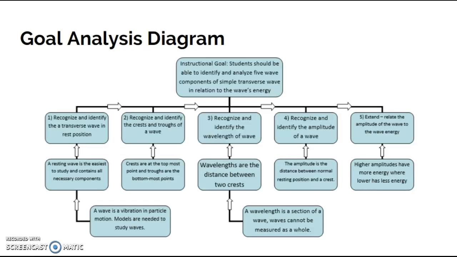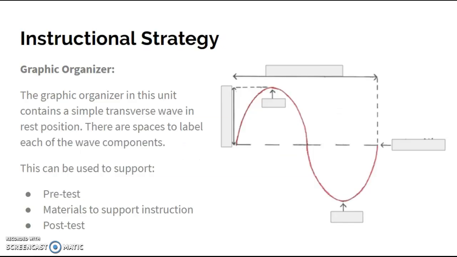Instruction and learning should go from the bottom to the top and left to right to ensure that all components are met in order to reach your instructional goal. One way to ensure that you have met your instructional goal is through the application of an instructional strategy. One instructional strategy used in this design plan is a graphic organizer.